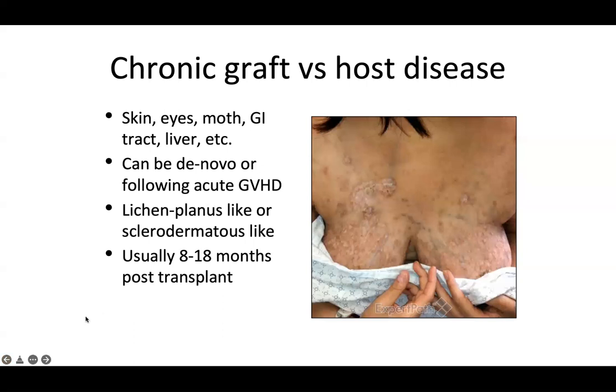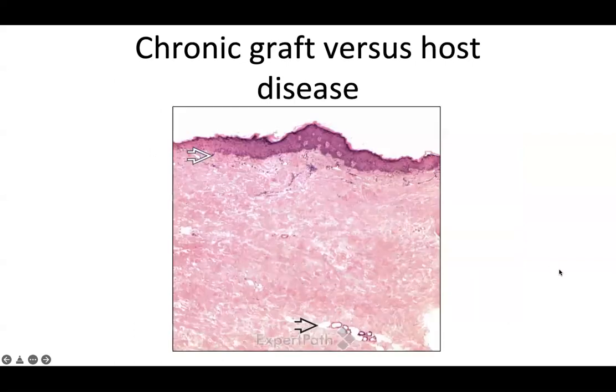Usually you'll see chronic GVHD at 8 to 18 months post-transplant. But again, like I said, you can see it pretty early, even within 3 months. The 100-day mark is kind of that traditional time point to divide early or acute versus chronic GVHD. You can see in this picture, it almost looks lichenoid in some areas and sclerosing or scar-like in other areas with dyspigmentation here on the breasts of the patient.